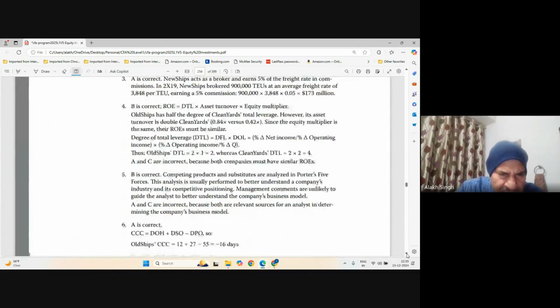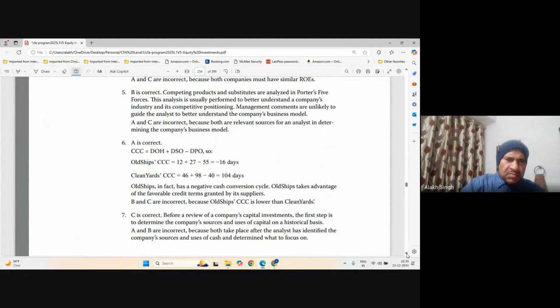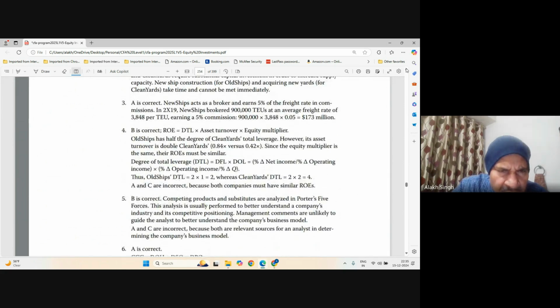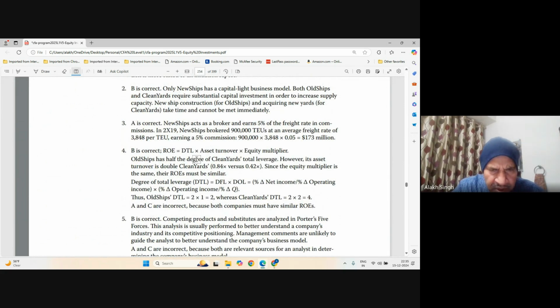4 is B, A, C. 5 is correct. Did I write 4 correctly? What is the 4 answer? B is correct. 4 is B. ROE, return on equity. Oh, yeah. So who is correct? ROE. The old ship has half the degree, and however, since the equity multiplier is the same, ROE must be similar. Oh, okay. This part is okay. So the answer is B. We missed this part.